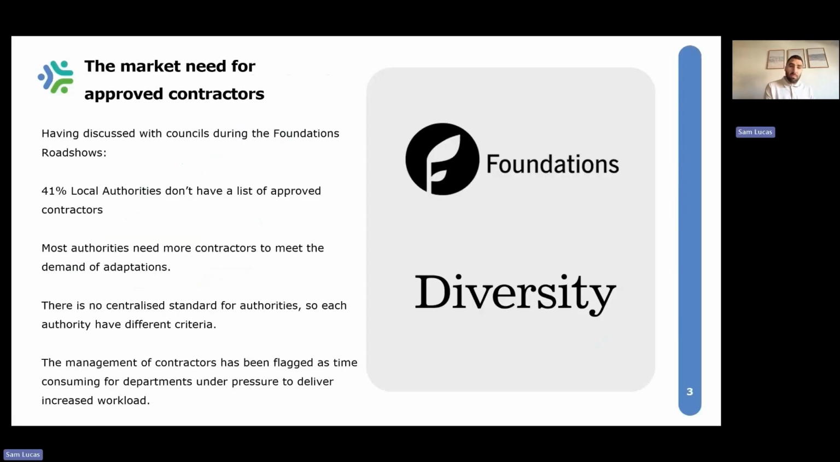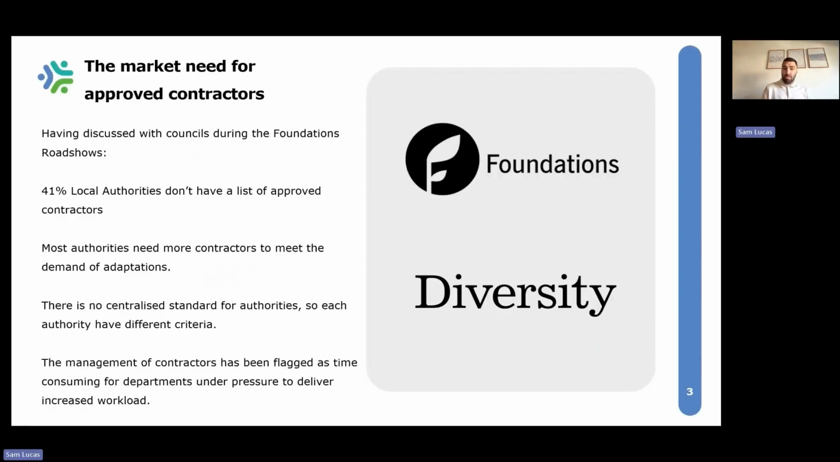There we go. Just speaking about local authorities, obviously Foundations and Paul have great background in this. Through some DFG roadshows we did with them and various other events, and from data and prior relationships that Paul and his team have with local authorities, we knew from some research that 41% of local authorities didn't have a list of approved contractors. Most authorities need more contractors to meet demands of adaptations.